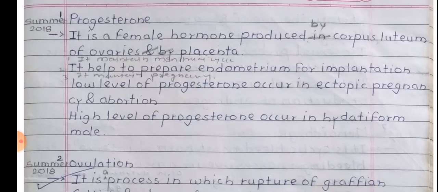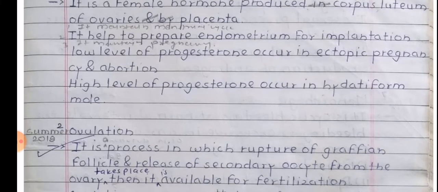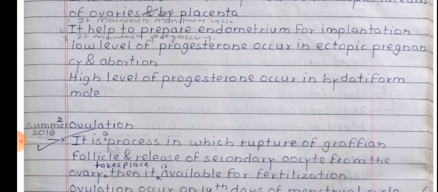So let us begin. Progesterone. It is a female hormone produced by corpus luteum of ovaries and by placenta. It helps to prepare endometrium for implantation. Low level of progesterone occurs in ectopic pregnancy and abortion. High level of progesterone occurs in hydatidiform mole.